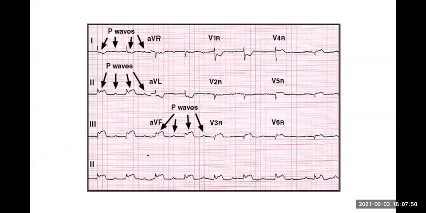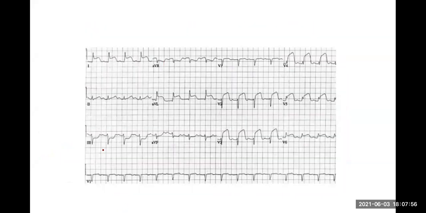Fine. Again, inferior STEMI, you can see 2, 3, AVF. Right. Where is the MI here?